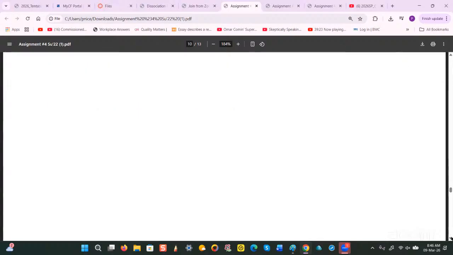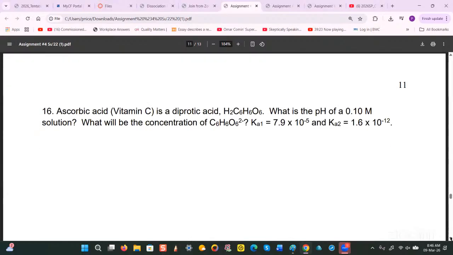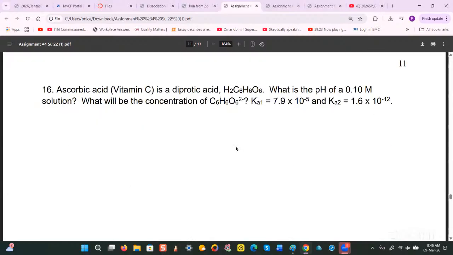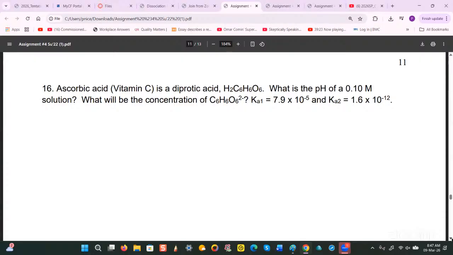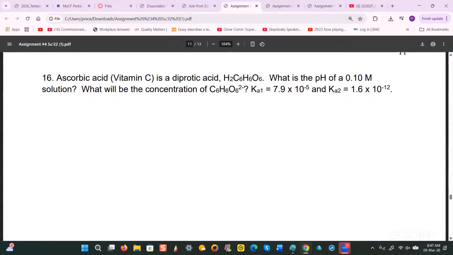Let me scroll down here. Okay, let's look at this one here. I'm going to do this one. I think I did an example in the video lecture, but let me go ahead and do this one anyway. Okay, so this has to do with a diprotic acid. A diprotic acid is basically an acid that is capable of releasing 2 hydrogen ions for every molecule of the acid, right? So for the sake of abbreviation, I'm just going to call this acid H2A.